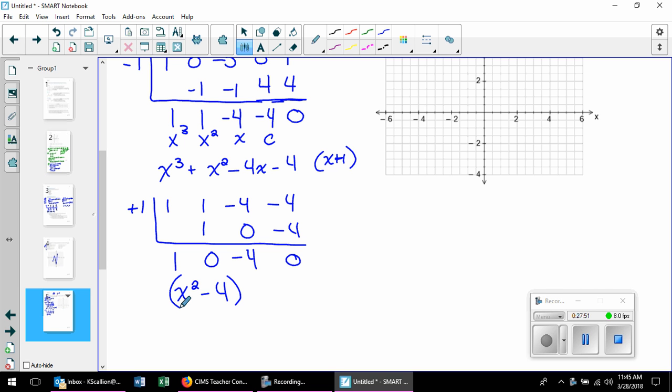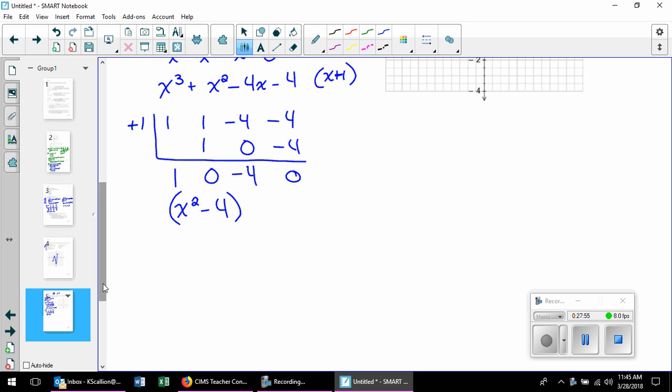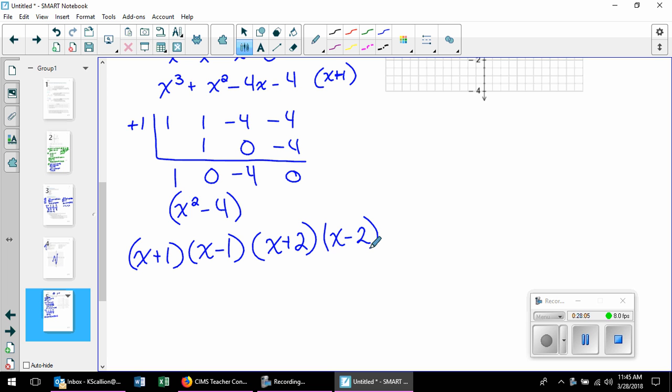Difference of squares, right? So all of my factors are x plus 1, x minus 1, x plus 2, x minus 2. So my x-intercepts will be plus or minus 1, plus or minus 2.